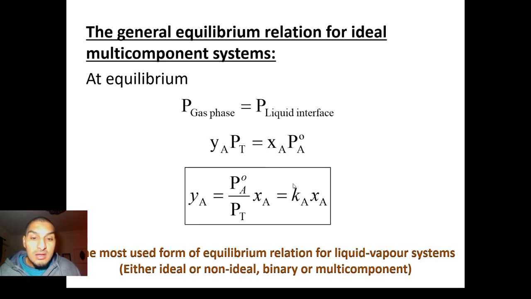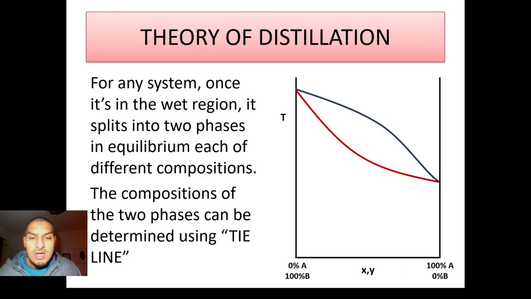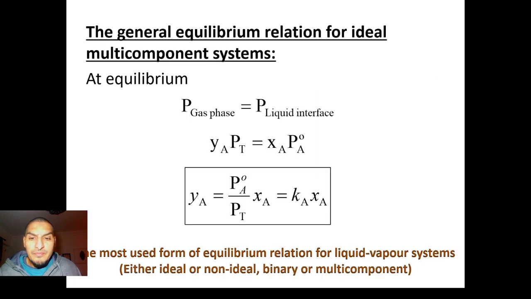However, for a non-ideal system, the equation would take the same shape, but the K would be calculated in a different way. You would get some activity coefficients and fugacity coefficients and other variables to account for the non-idealities in the system. Anyways, we will apply an ideal system today just to make life easier, and this is what we're gonna do.